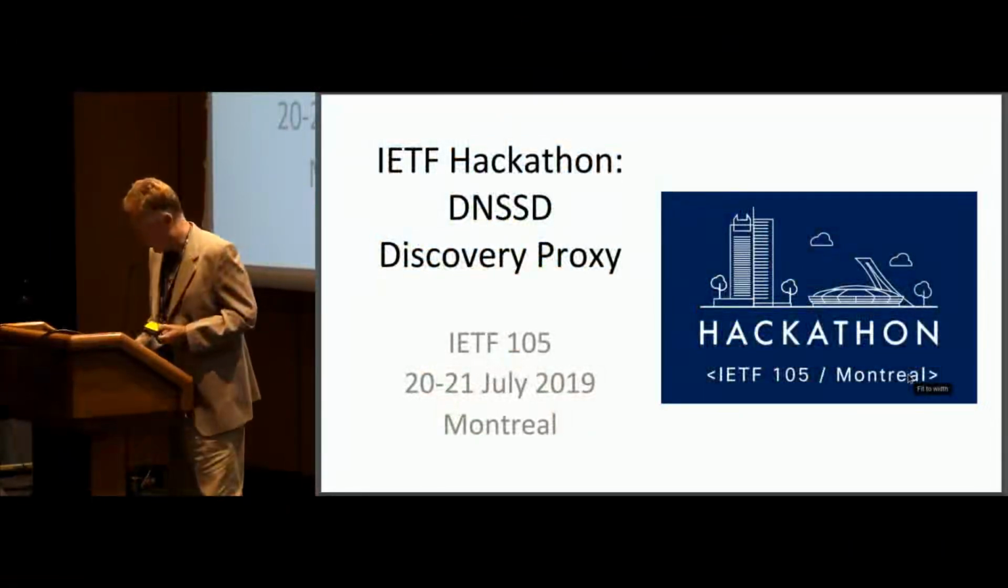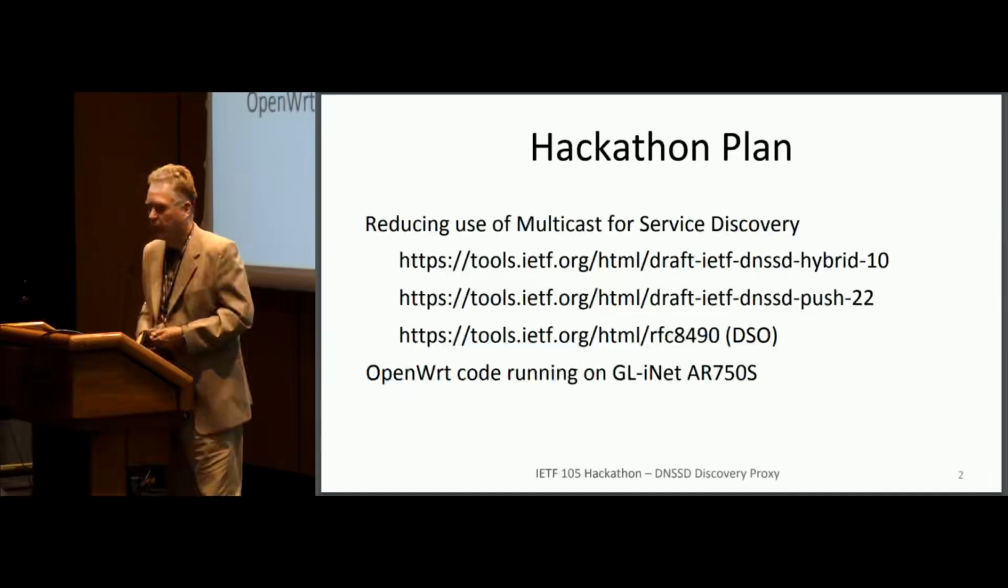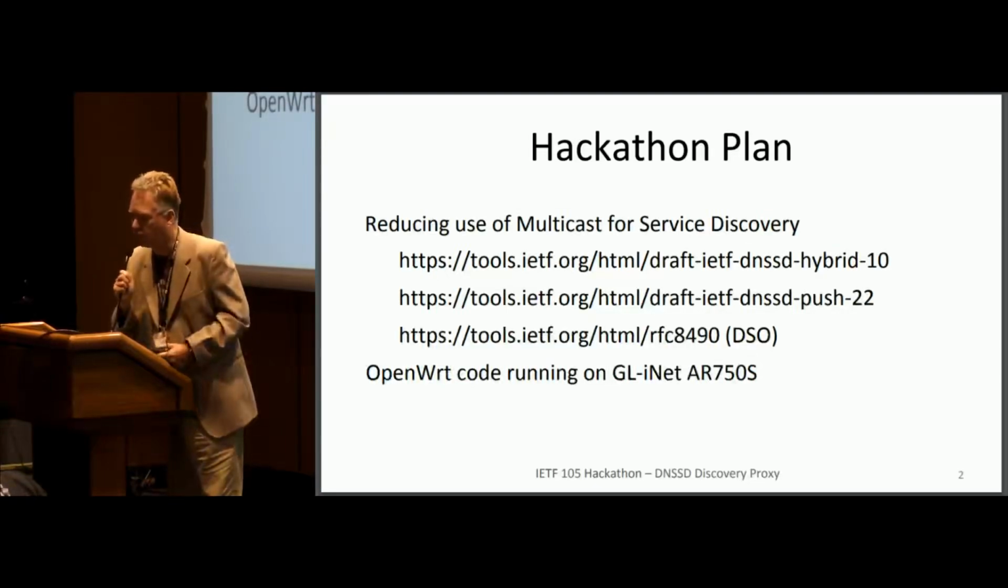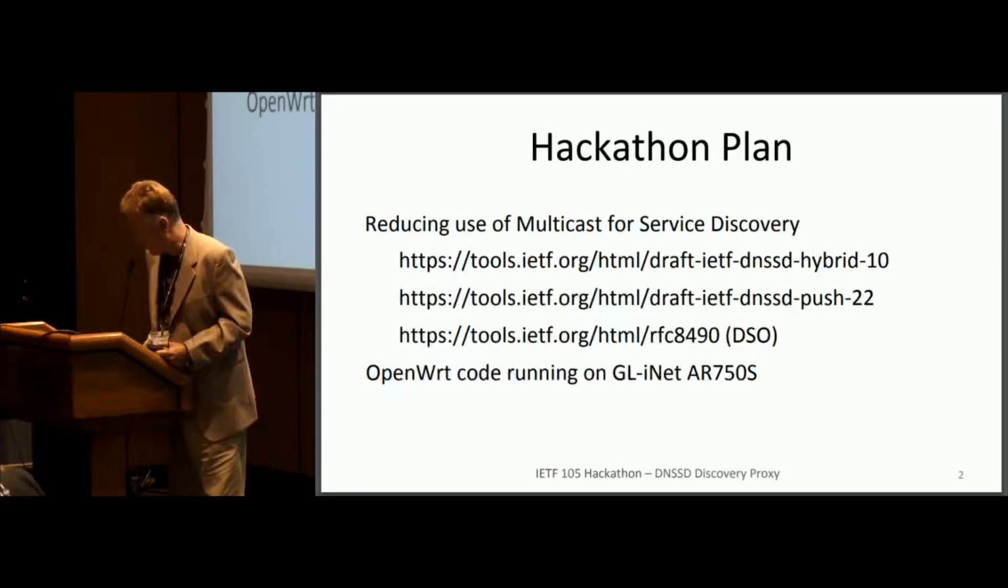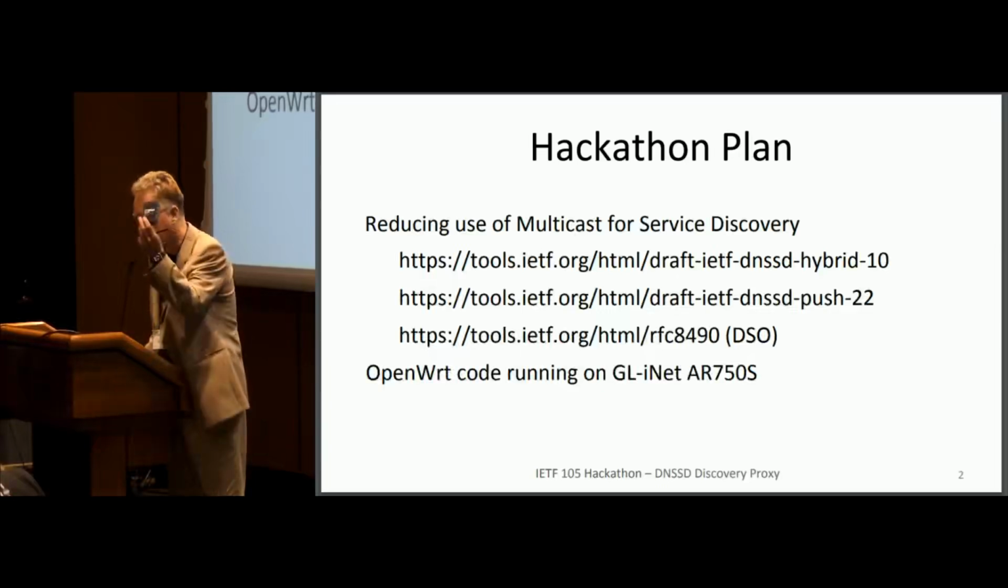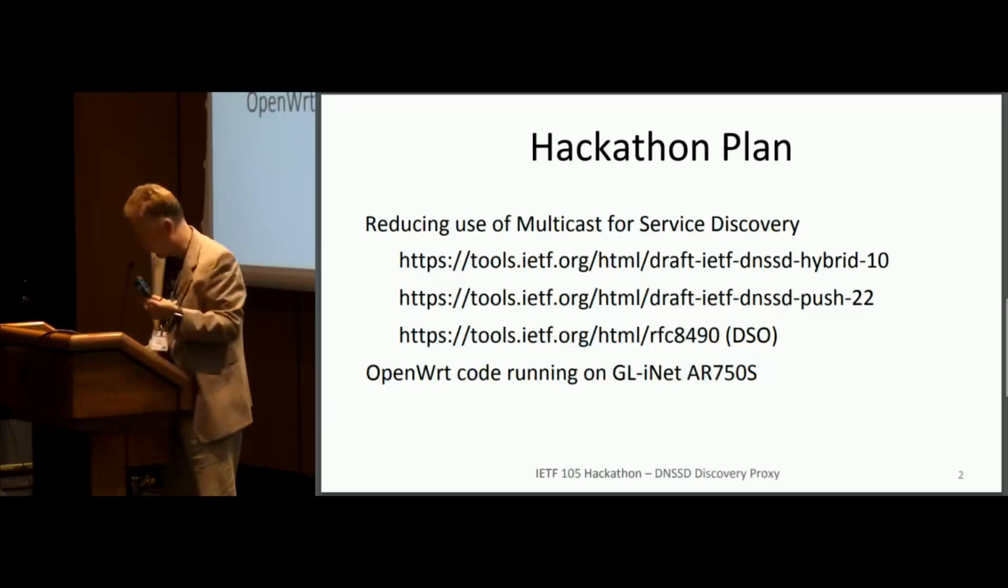Hello, I'll make this really fast. We're here making discovery work with less reliance on multicast because multicast is slow, it's unreliable, it's wasteful of shared wireless spectrum. There's a list here of the drafts. The discovery proxy is based on the hybrid draft, which uses DNS push notifications, which in turn builds on DNS stateful operations. We've been building code for OpenWRT running on these little GL iNet AR750S little pocket gigabit routers.